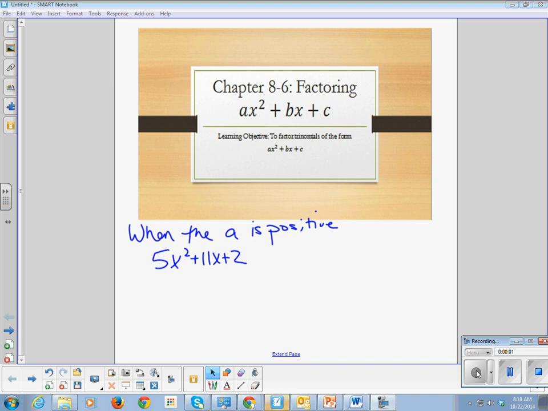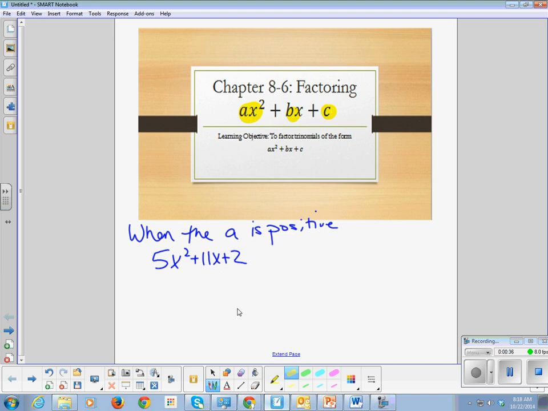All right, this is chapter 8-6, factoring ax squared plus bx plus c. Our learning objective is to factor trinomials of the form ax squared plus bx plus c. And just to remind you guys, trinomials means I have 3 terms. So if I look at this generic form, I have 1, 2, 3 terms. And that makes it like a tricycle, trinomial, there's 3.